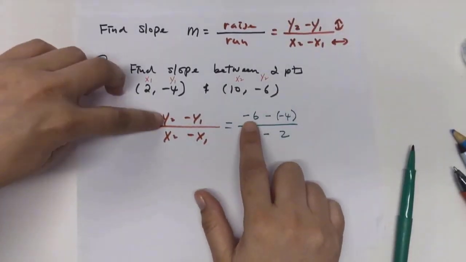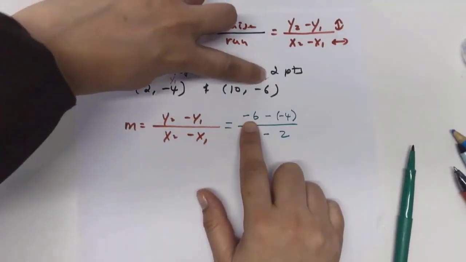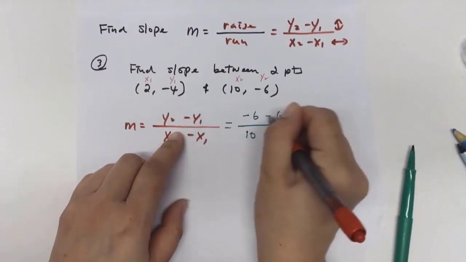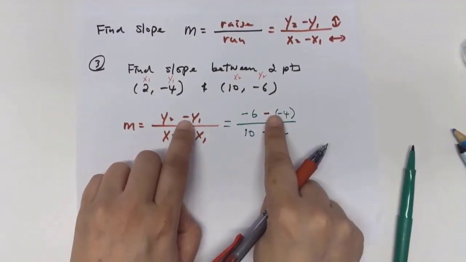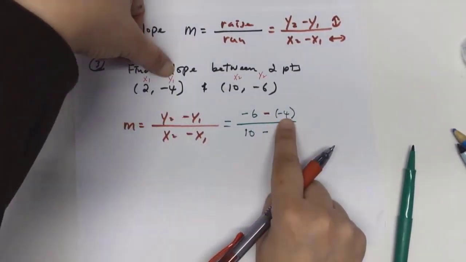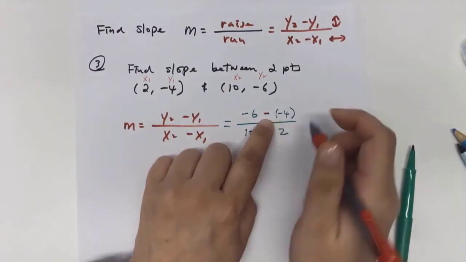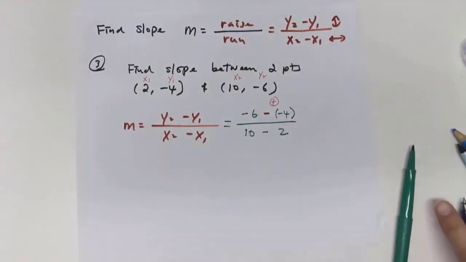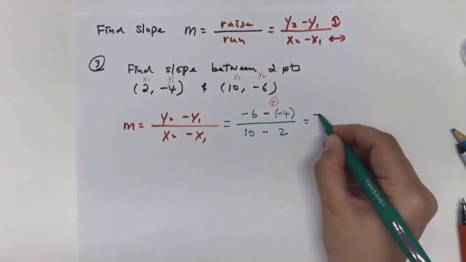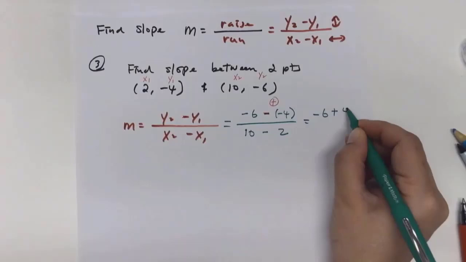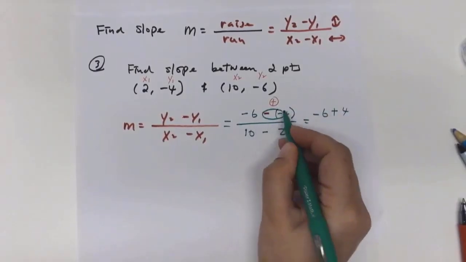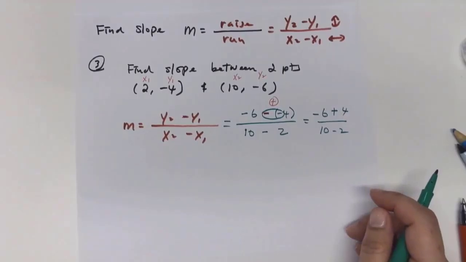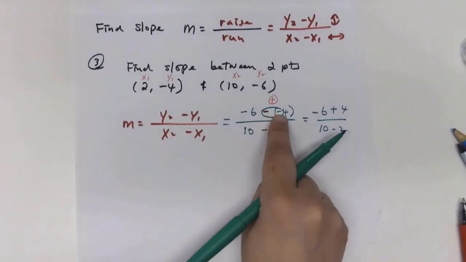So this is your y2, right? Yeah. And the formula has the subtracting, right? So this negative is coming from here, and then this y1 is negative 4. That's why you have 2 of them. So this one actually becomes a positive. Negative times negative is positive, right? So by one more step, it should be negative 6 plus 4, because this would be positive, and then over 10 minus 2 like this. So it's really positive after negative times negative, yes.